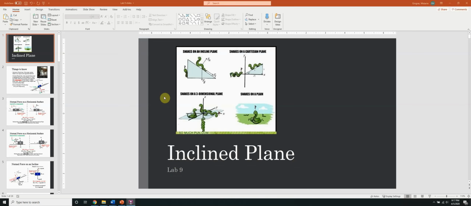To start us off, I'm going to share with you my absolute favorite physics meme. We have snakes on an inclined plane, which is what we're going to be talking about today. Snakes on a Cartesian plane, snakes on a three-dimensional plane, and snakes on a plane.